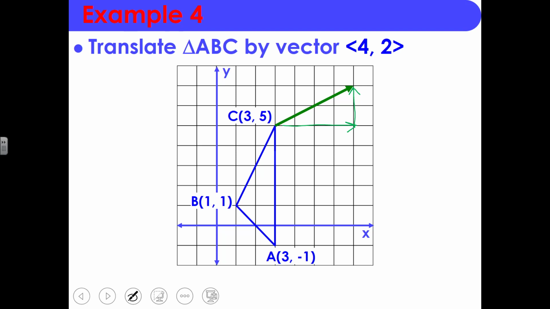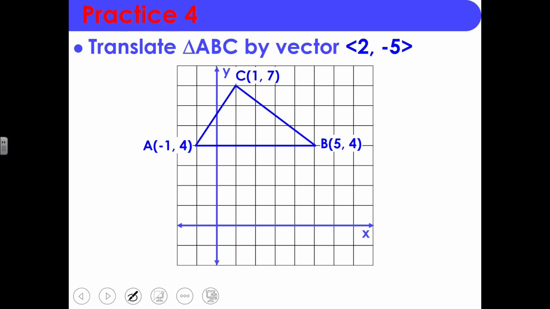So if we repeat the same kind of movement for all 3 vertices, these are going to be the images. A will turn into A prime, B to B prime, C to C prime, with the same type of movement, 4 to the right and 2 up. And when we connect those images by line segments, we get triangle A prime, B prime, C prime, and the new coordinates for each vertex are given accordingly.